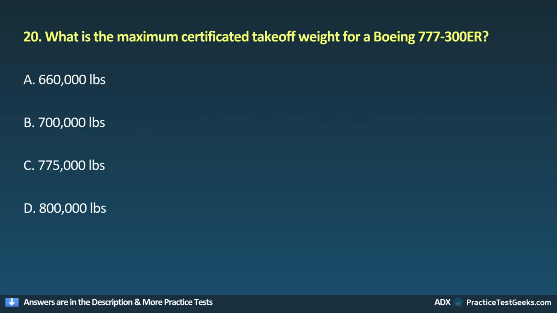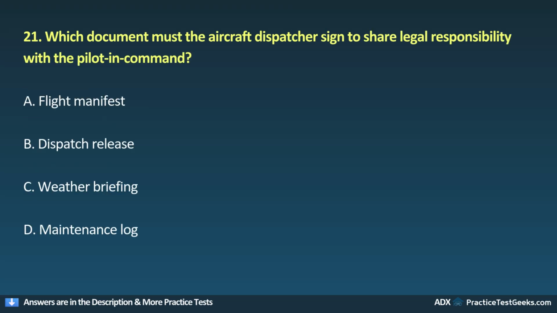20. What is the maximum certificated takeoff weight for a Boeing 777-300ER? A. 660,000 pounds. B. 700,000 pounds. C. 775 pounds. D. 800,000 pounds. 21. Which document must the aircraft dispatcher sign to share legal responsibility with the pilot in command?